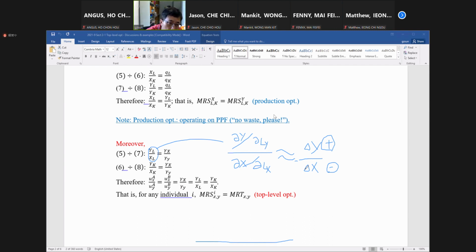Let's come home, understanding the meaning for this one in economics. What does that mean? That means if we give up some X, how much Y we can gain, we can get. So in other words, if we increase X by 1, how many Y we can get? This is marginal rate of transformation. Okay.